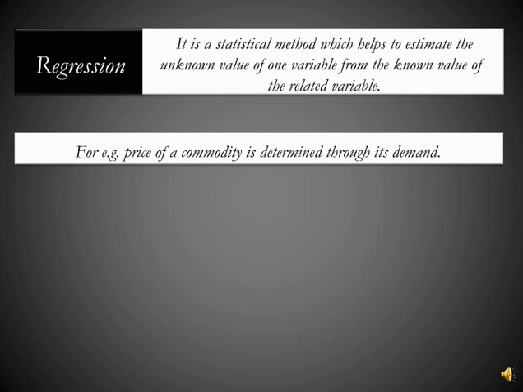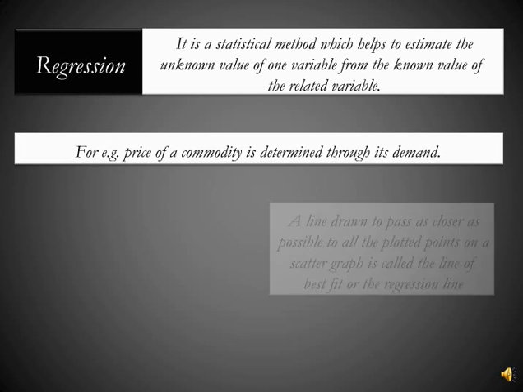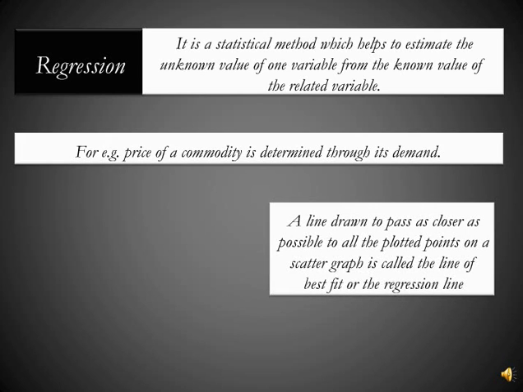For example, the price of a commodity is determined through its demand. As we can study the nature of correlation between two variables by drawing a scatter diagram, we draw a regression line in this diagram to estimate the value. A line drawn to pass as close as possible to all the plotted points on a scatter graph is called the line of best fit or the regression line.